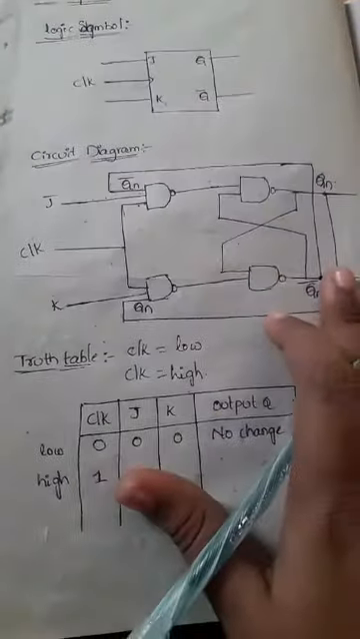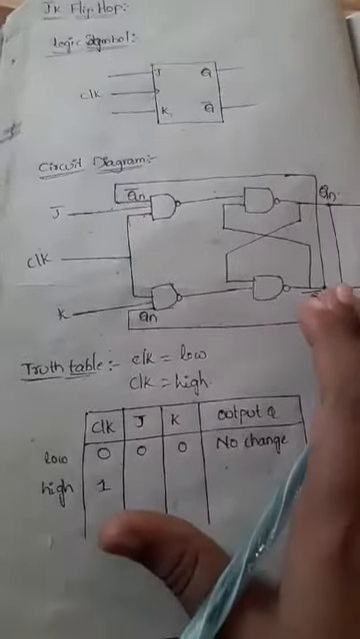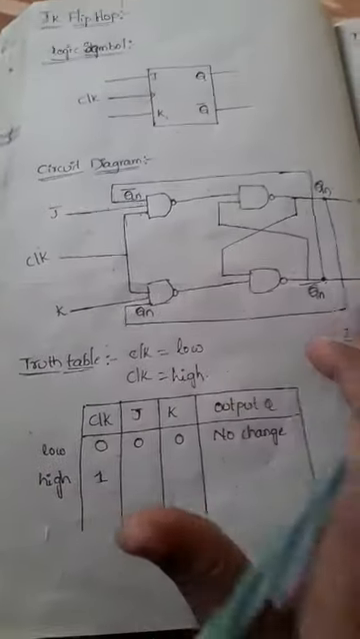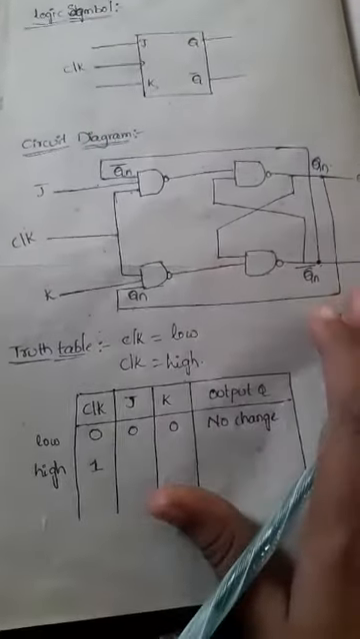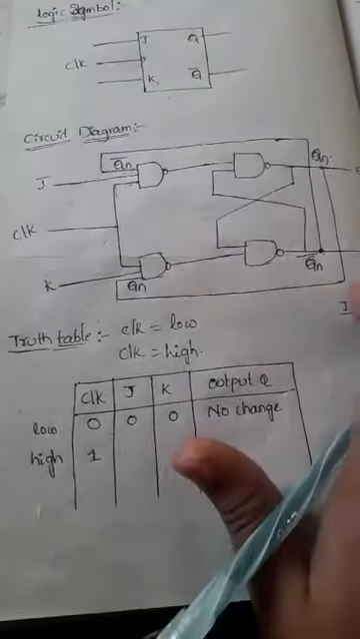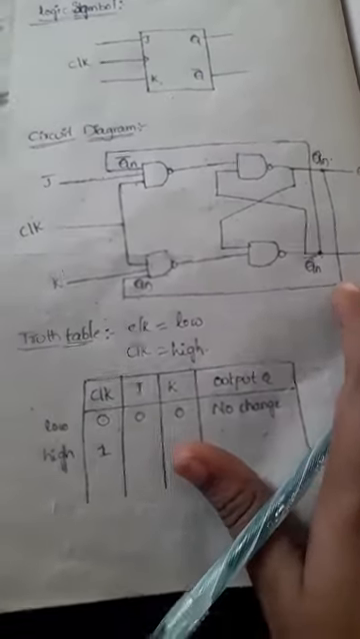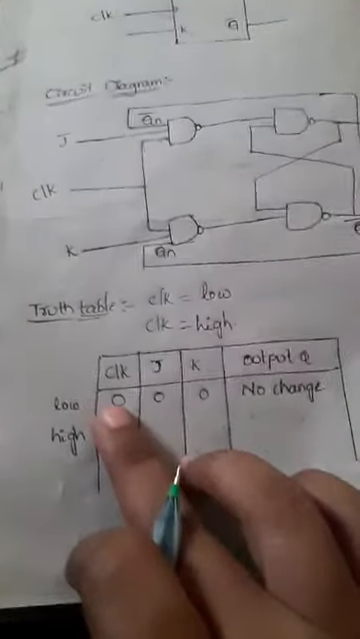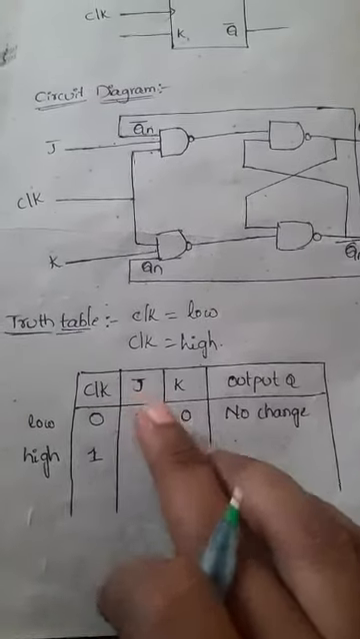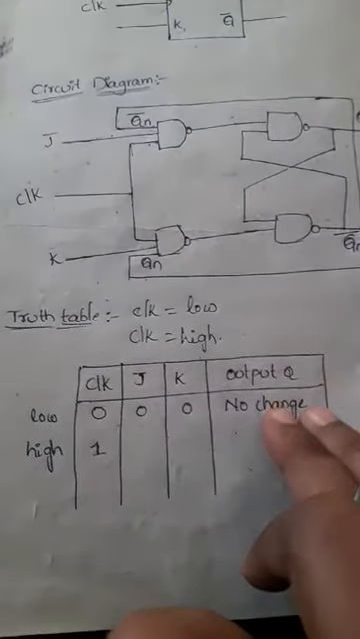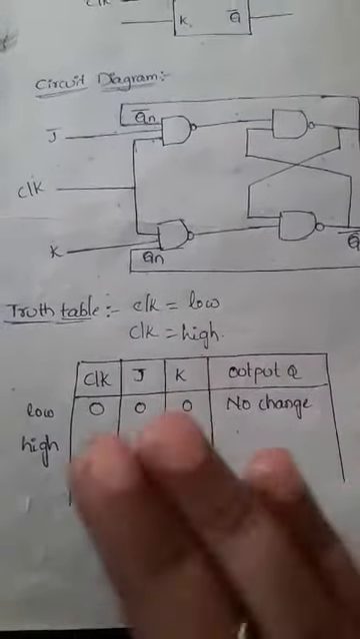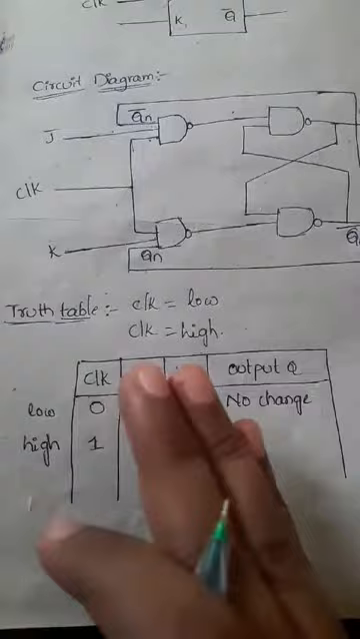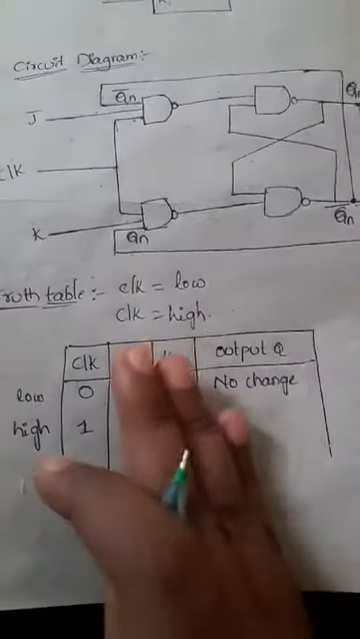Remember one thing: if the flip-flop is connected to a clock, then only if the clock is in the active position will the circuit be activated. If the clock is in the inactive position, then the circuit will be inactive. So if the clock is in the low position, the output remains unchanged, that means the previous output will be collected as the present state output.